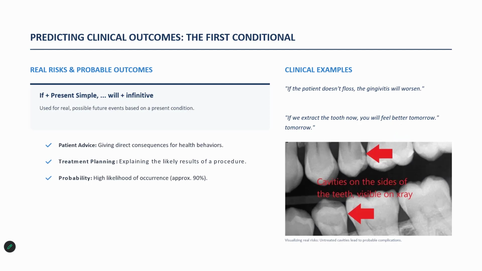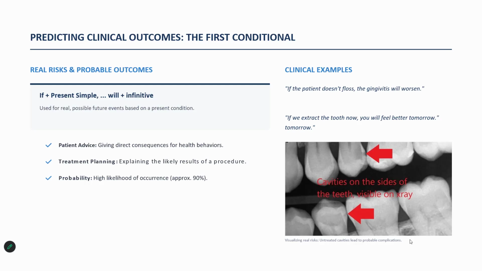And we have two types of future possibility conditions. One is the first conditional, which is very useful when we're talking about predicting clinical outcomes, because it looks at real risks, probable outcomes, creating scenarios where we have a very clear present condition. And from that present condition, if all things stay the same, then we will have very clear possible future events or results. This one is particularly useful when we're giving advice, when we're planning, and we're creating probabilities for treatment.